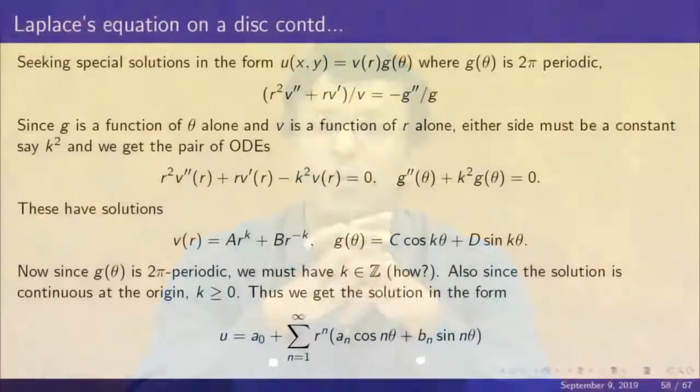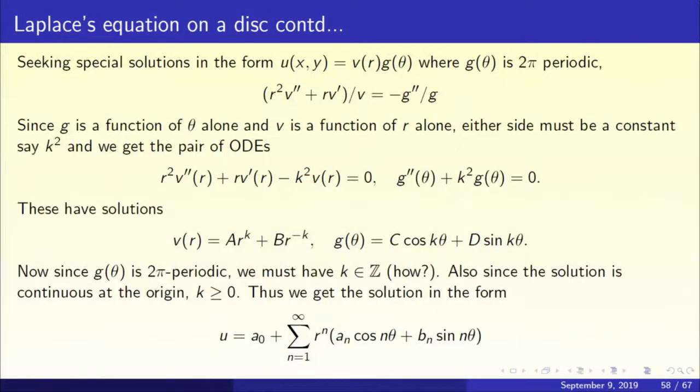So add them up. You get m squared minus k squared times r to the power m. So the only possible choices are m equal to plus k and minus k. In other words, the only possible solutions are r to the power k and r to the power minus k. So v of r is a r to the power k plus b r to the power minus k. Now let us specialize further.